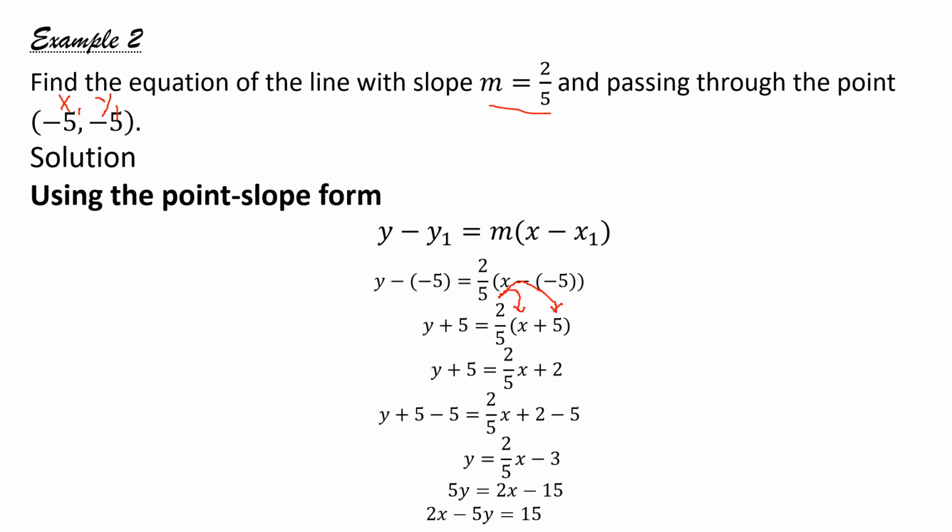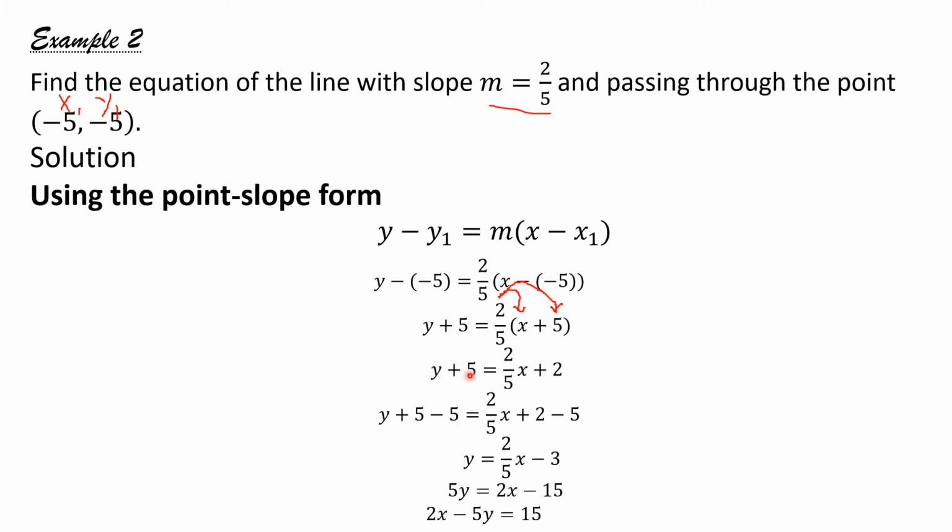Okay, next, we will make this into its slope-intercept form. So how do we turn this into slope-intercept form? On the left side, only y should remain.